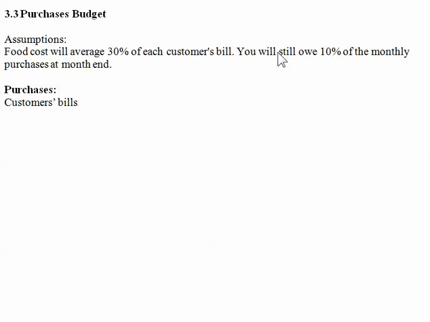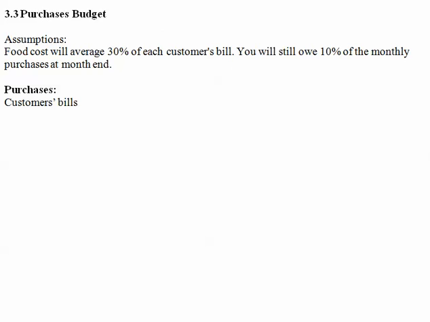Now, it also mentions here that you're not going to pay all of it in the month you buy it. Only 90% will get paid in the month you buy it. The remaining 10% will be paid in the following month. All right, how do we figure out the amount?